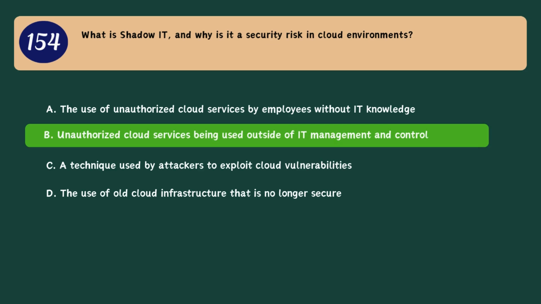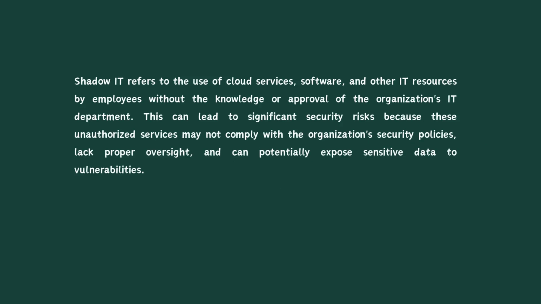Correct answer. B. Unauthorized cloud services being used outside of IT management and control. Shadow IT refers to the use of cloud services, software, and other IT resources by employees without the knowledge or approval of the organization's IT department. This can lead to significant security risks because these unauthorized services may not comply with the organization's security policies, lack proper oversight, and can potentially expose sensitive data to vulnerabilities.